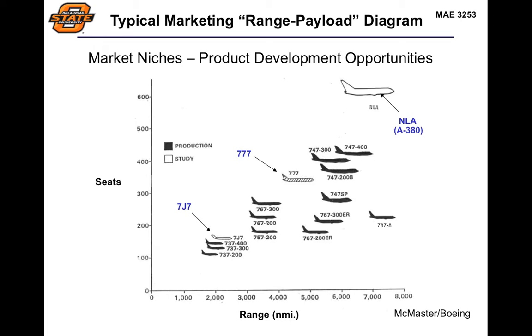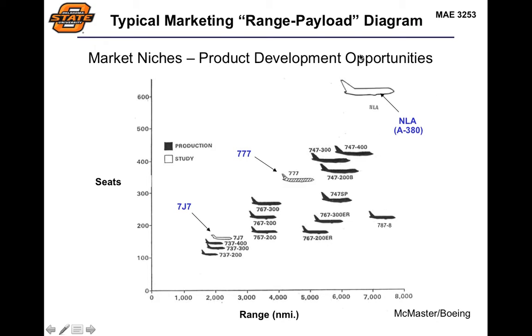So where can this aircraft travel to? Point A to point B. How many people can we put on it? How many tickets can we sell? And so if you look at this, you can start to see the gaps in this plot. And so there were three areas that Boeing was looking at.